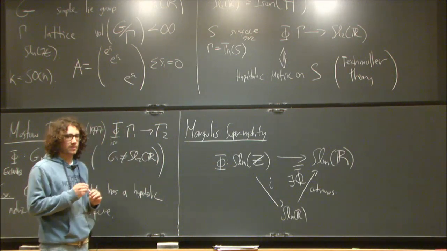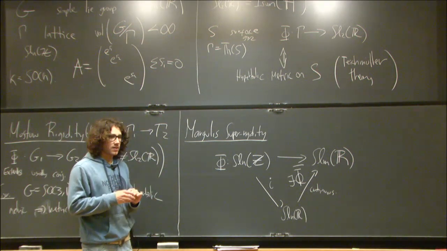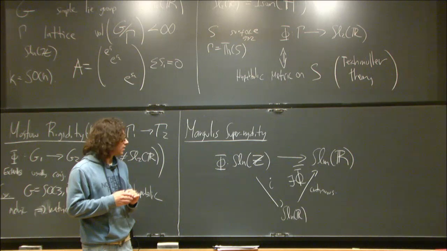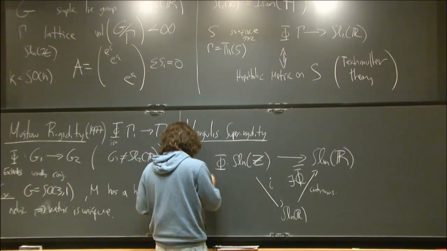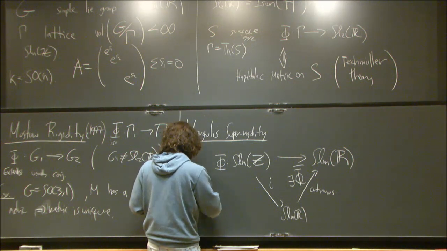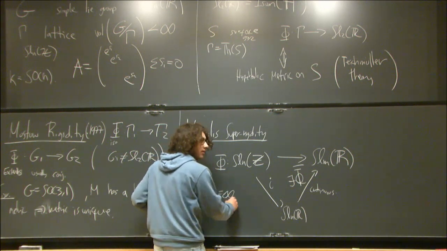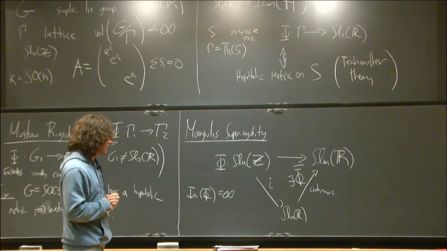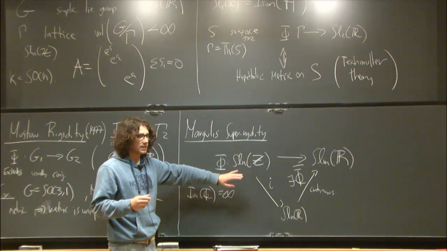Okay, but what is assumed about the given map phi? It's just a group morphism. And I'm saying that the image of phi is infinite, and then I say that up to finite index, this holds.